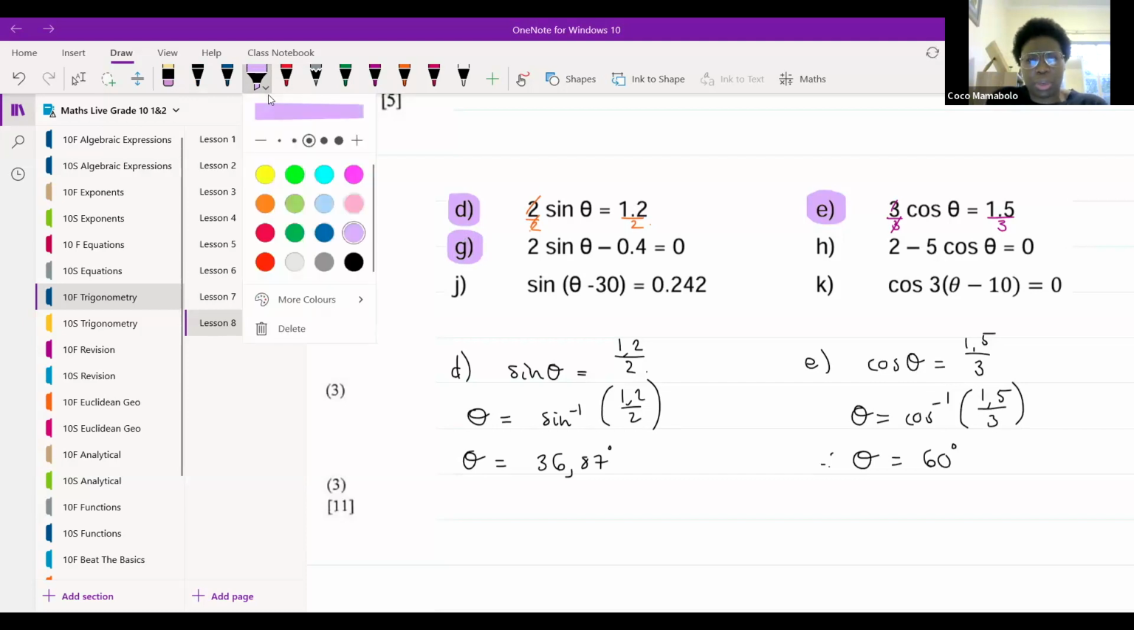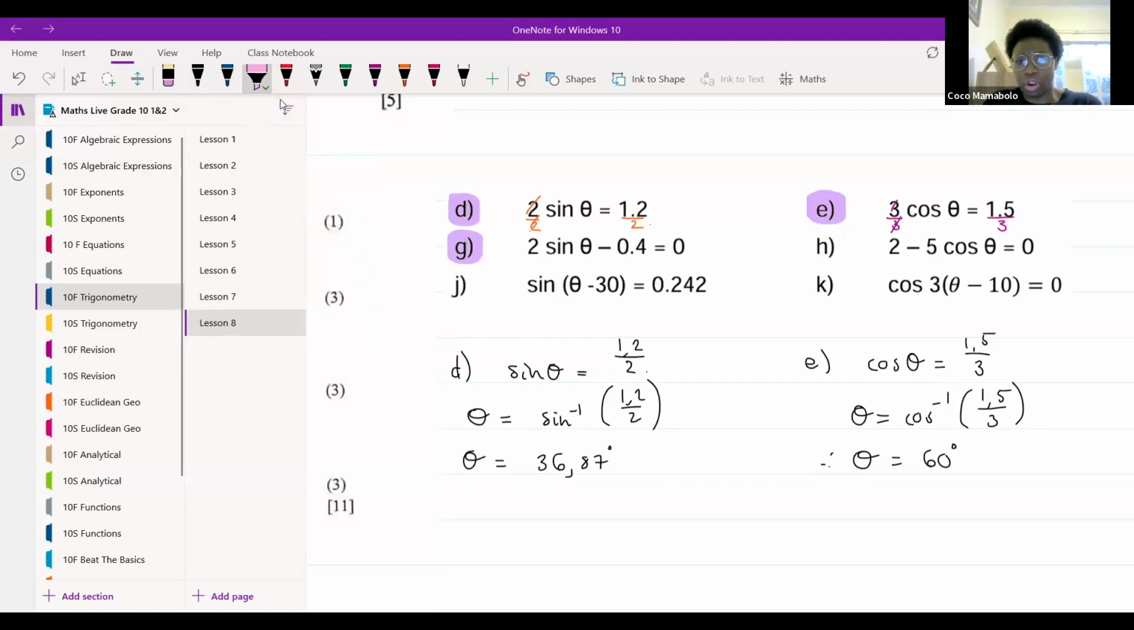Okay, now in G, there's more than one thing to move around. Who can tell me what's the first thing we're going to move over here in question G? The 2, no, remember, the 2 is multiplied to sine theta. I'm listening. Ma'am, I would move the 0,4. Are you going to remove the 0,4 and move it to the other side? Negative 0,4.